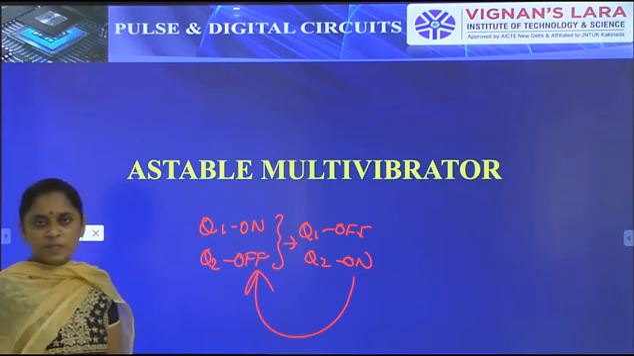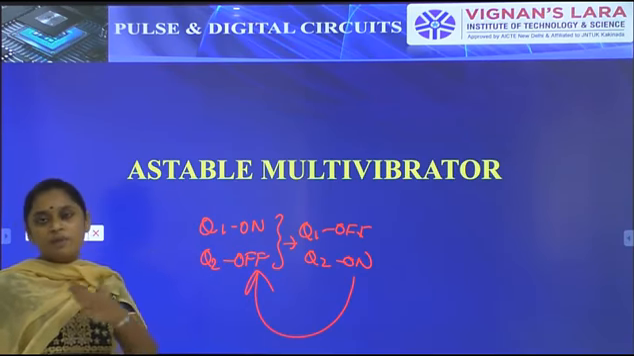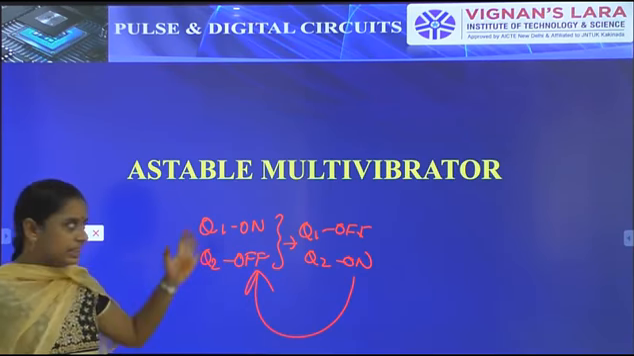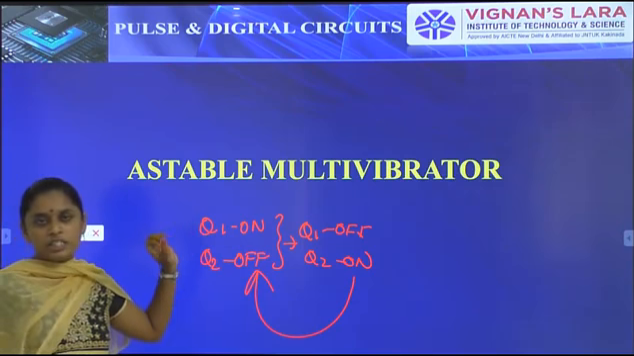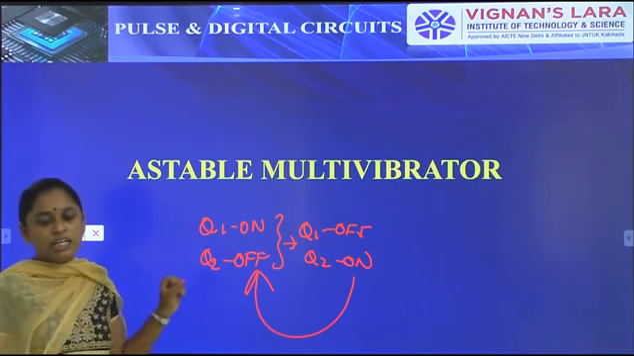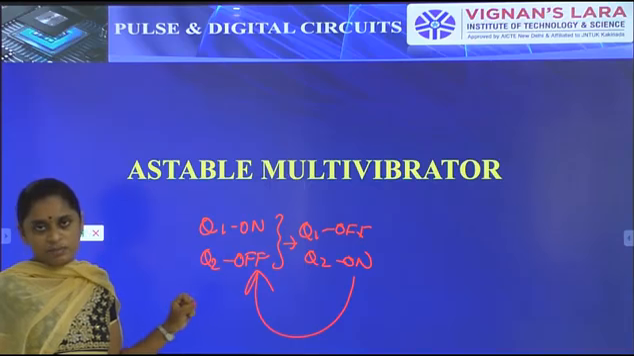So that is the difference between the monostable, astable and bistable. Simply we can say that the astable multivibrator does not contain any stable state. Here both states will be quasi-stable states only.